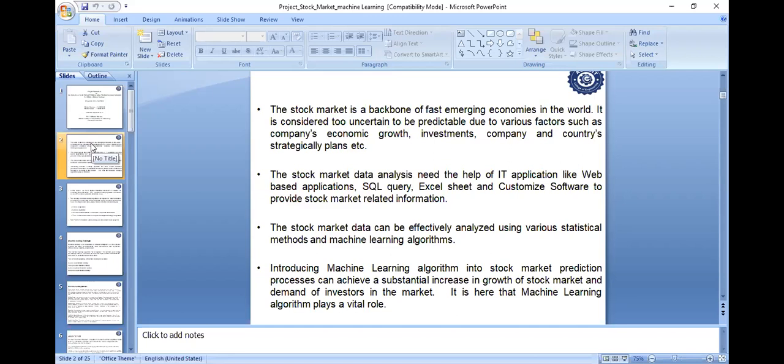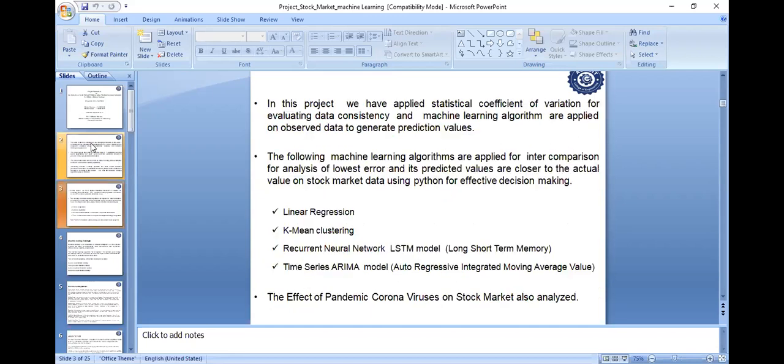The stock data analysis needs the help of IT applications like web applications, SQL queries, Excel sheets, and customer software to provide stock market related information. The stock market data can be effectively analyzed using various statistical methods and machine learning algorithms. So in this project, we have applied the statistical coefficient of variation for evaluation of data consistency, and machine learning algorithms are applied on observed data to predict values.